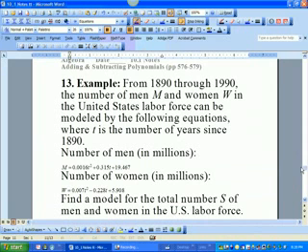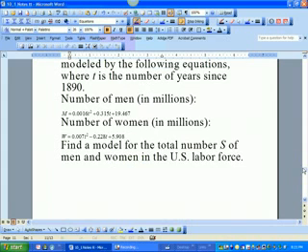Okay, question 13. It says from 1890 through 1990 the number of men and women in the United States can be modeled by the following equations, where t is the number of years since 1890. So the number of men, we got this polynomial that says 0.0016t squared plus 0.315t plus 19.467. The number of women, we have this equation 0.007t squared minus 0.228t plus 5.908. Find a model for the total S. So the total, how do you find total? You add.